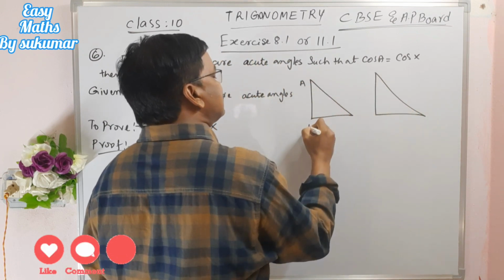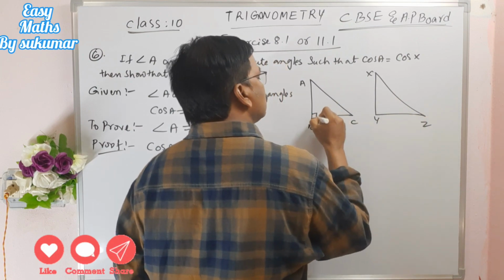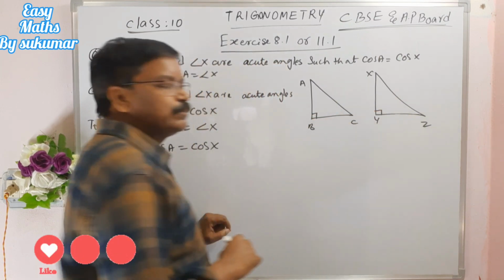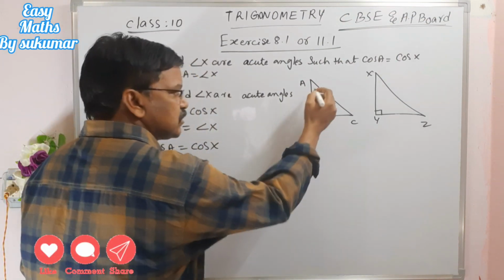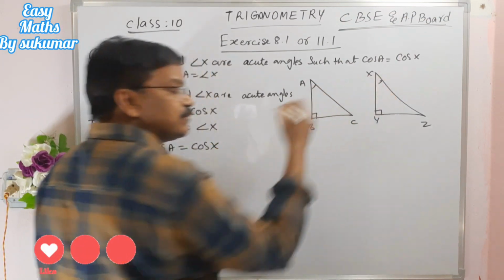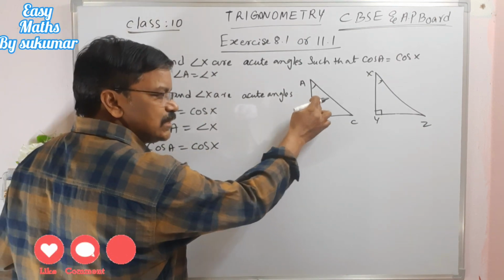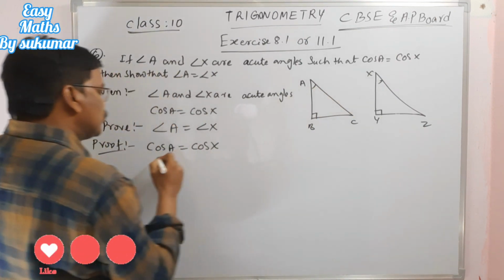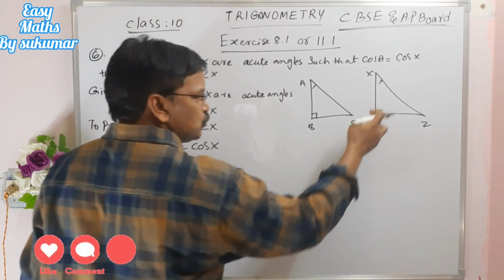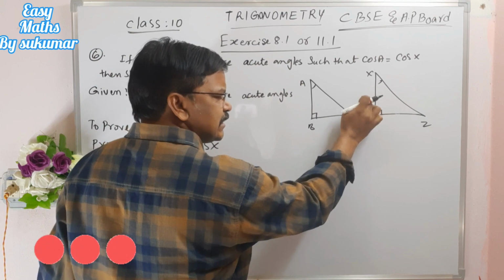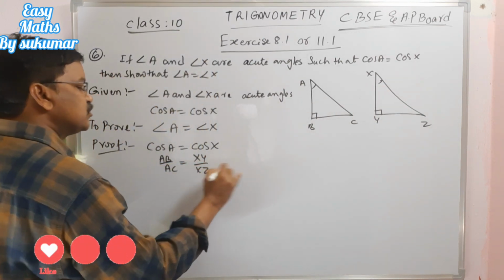Look, triangles ABC and XYZ, with the right angles at B and Y, for example. So my dear students, here cos A is equal to cos X. Cos A is adjacent side by hypotenuse, that means AB by AC, and here the adjacent side is XY by XZ. So XY by XZ.